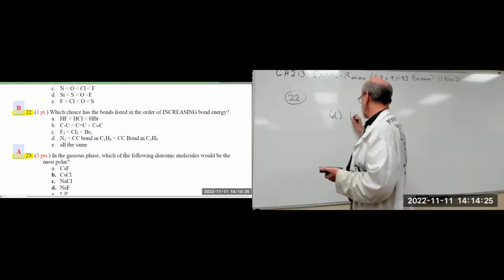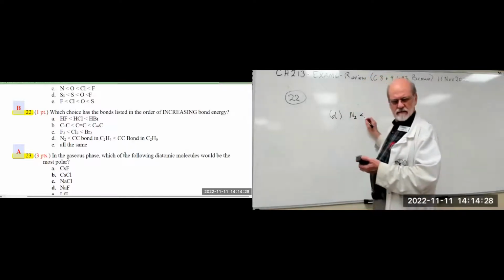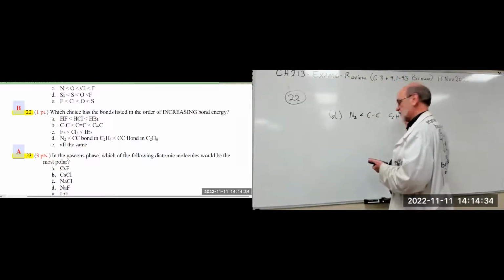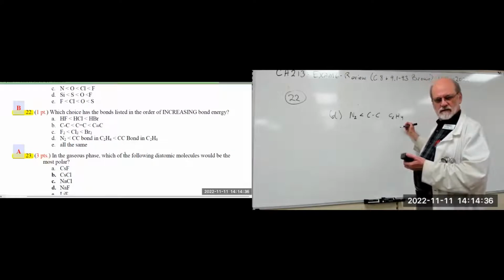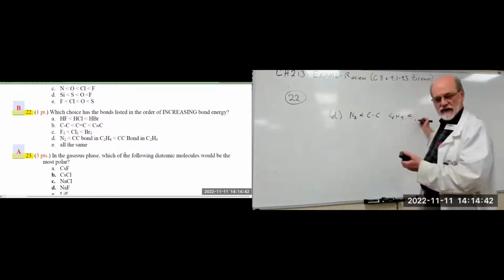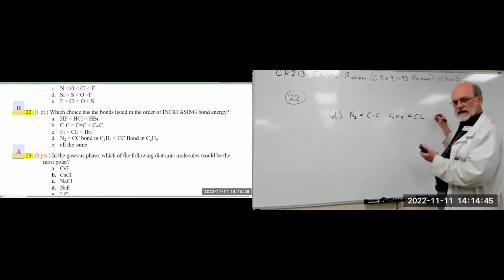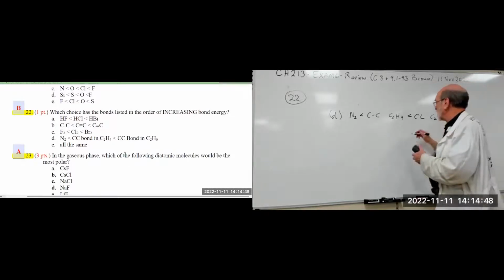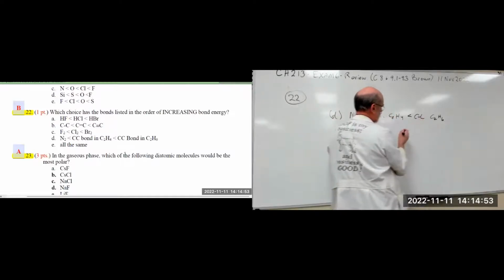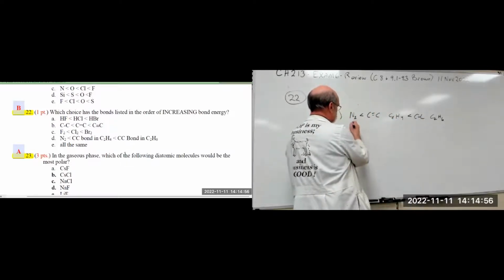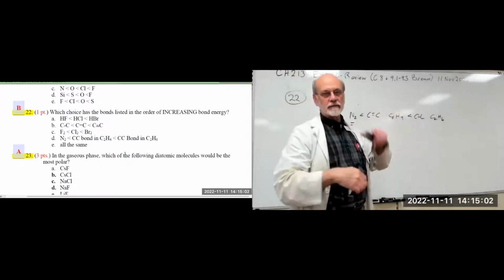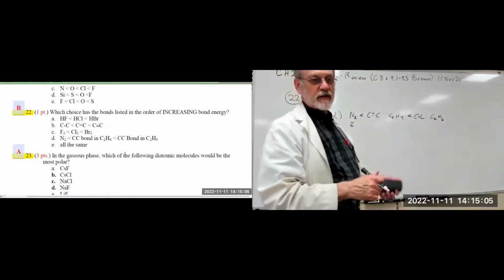And D is this one, less than this bond in this molecule. And then the carbon-carbon bond in this molecule. All right. The carbon-carbon in this molecule is a double bond, and the one in this one is a single bond. And this one is a triple bond. So they're in the wrong order. They need to be flipped around. All right, so we found our answer, it's B.